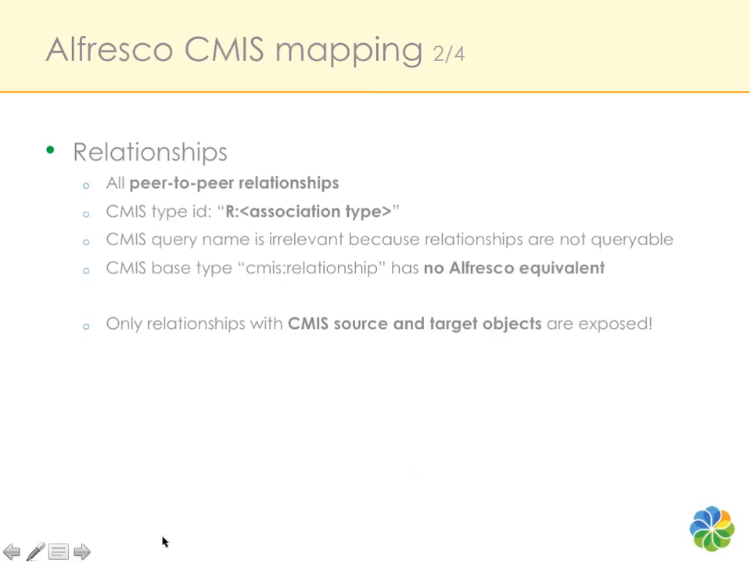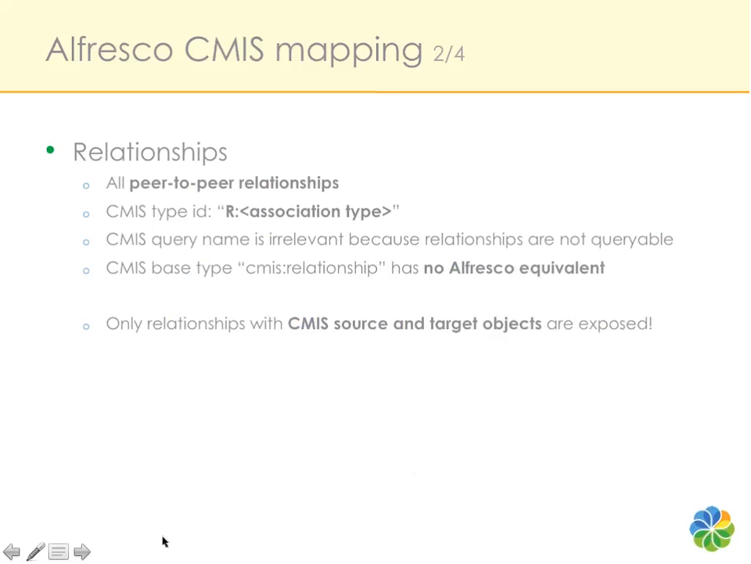Relationships. All peer-to-peer associations in Alfresco are mapped to CMIS relationships. Child relationships are not mapped. The contains relationship is mapped as the folder hierarchy. Relationship types start with R:. So there's a CMIS query name for relationship, but it doesn't really matter because it's not possible to query relationships in Alfresco. We of course have a base type cmis:relationship which has no Alfresco equivalent. So if you create a relationship, you have to use one of the subtypes.